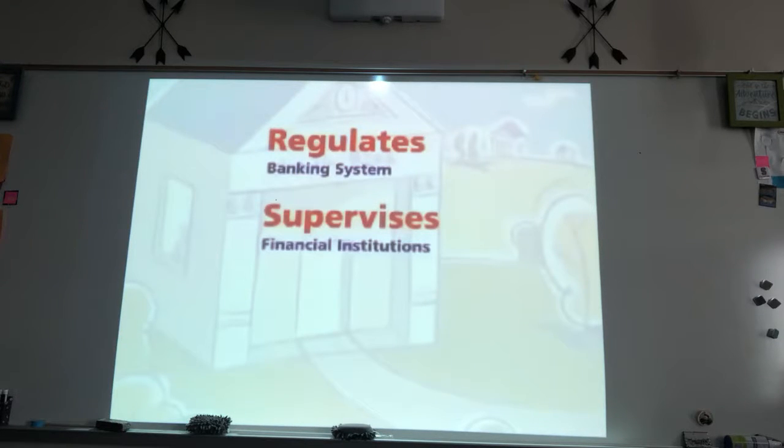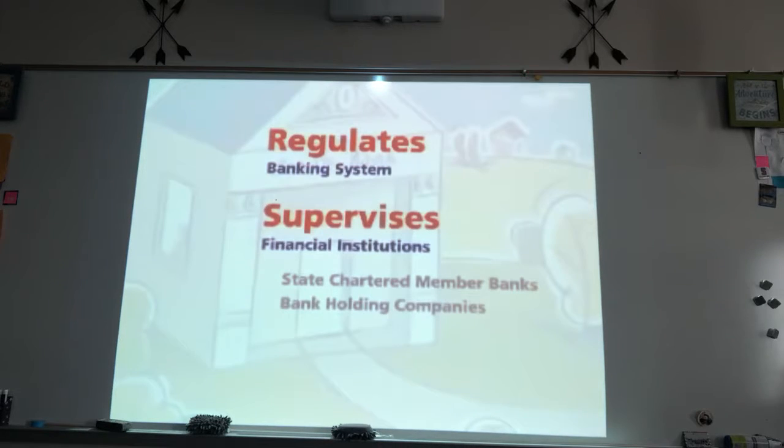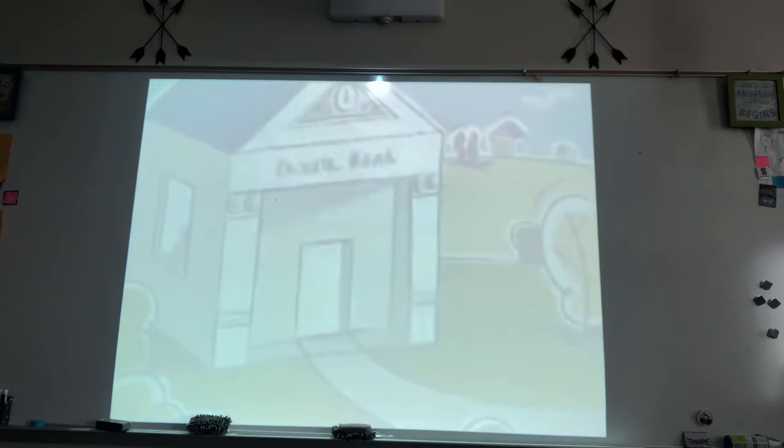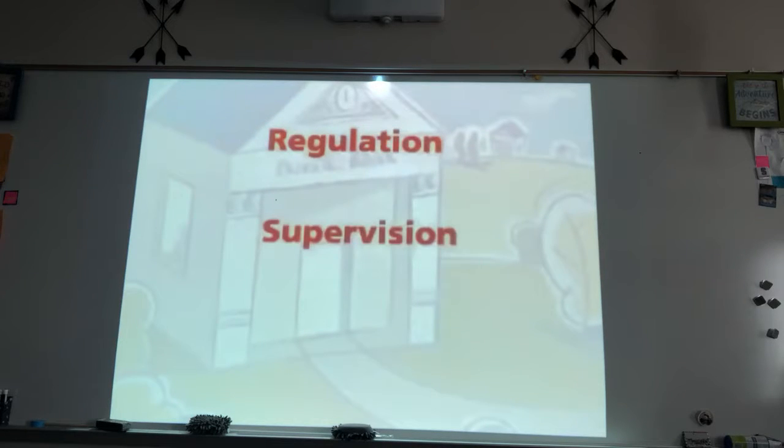In case you're wondering, these types include state-chartered member banks, bank holding companies, which are the companies that own banks, and international organizations that do banking business in the United States. There are other types of banks that are supervised by other regulators. So, what's the difference between regulation and supervision?